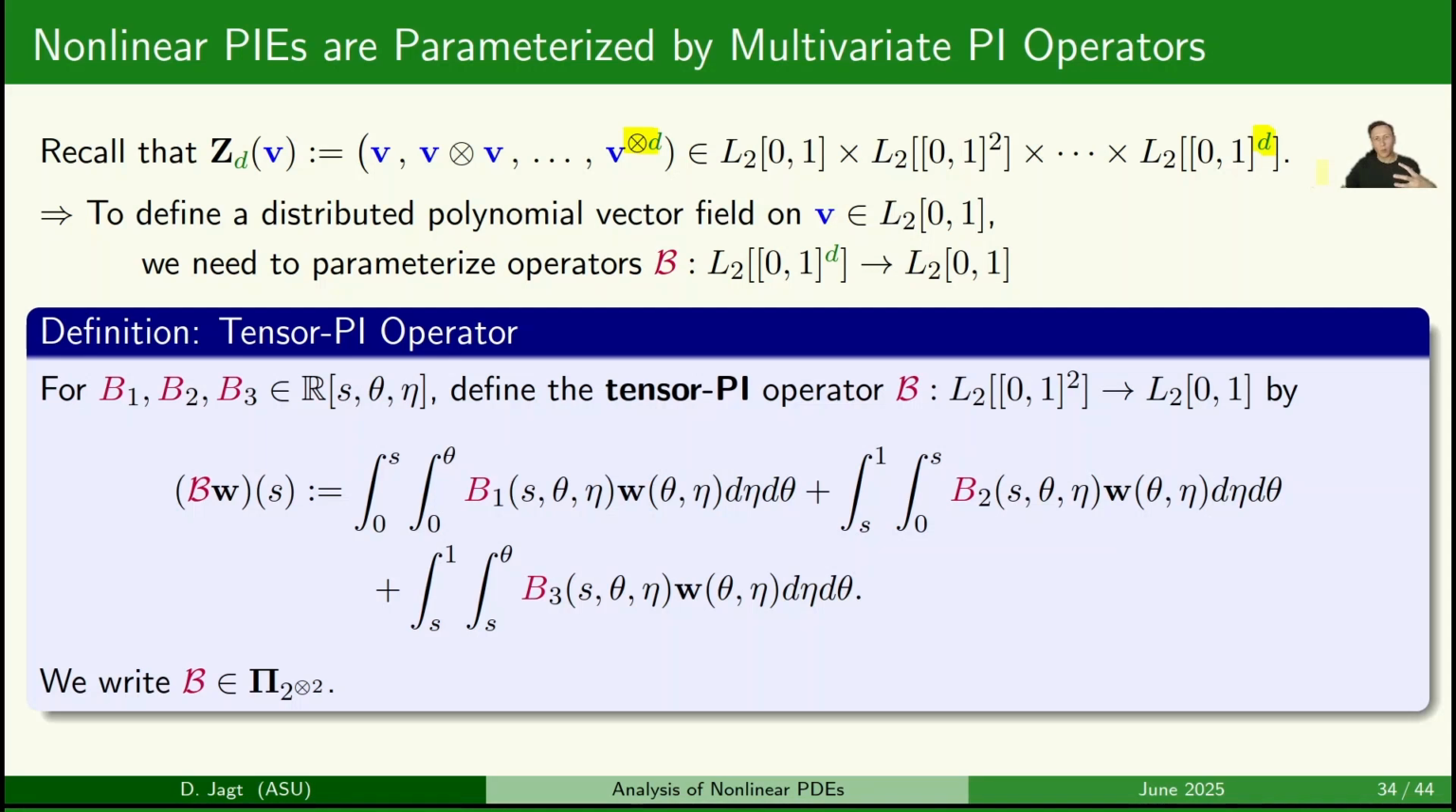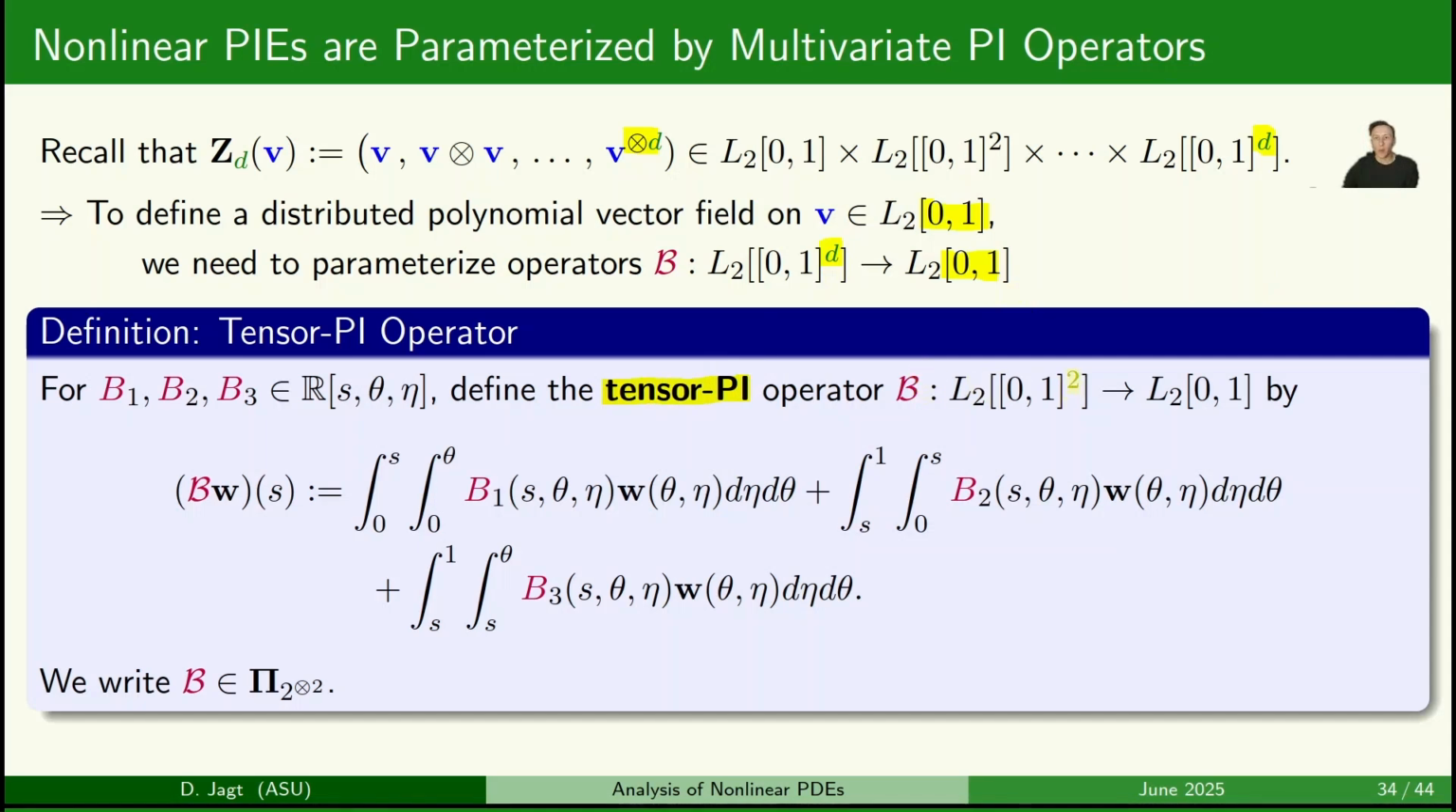So then in order to represent a PI representation in terms of such distributed polynomials, but only mapping the dynamics of a function in one variable, we need to parameterize a class of operators mapping a function in d variables to a function in just one variable. Now, there are several classes of multivariate PI operators we can consider. If we restrict our attention to just d equal to 2, we define this class of tensor PI operators here.